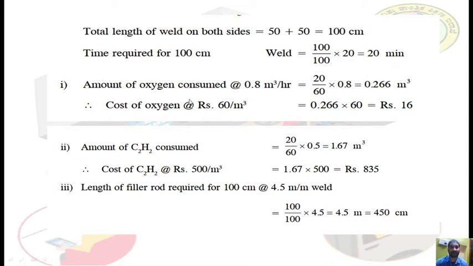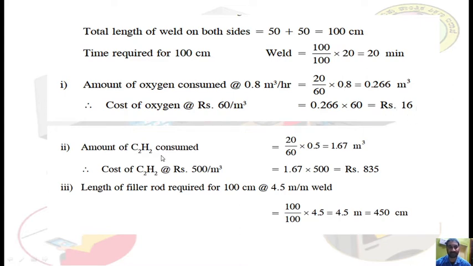So the cost of the oxygen is rupees 60 per meter cube. If you consume 1 meter cube, we have to pay 60 rupees, but we have not consumed 1 meter cube, it is less than 1 meter cube. So multiplying 0.0266 by 60, the cost of oxygen is about 16 rupees.